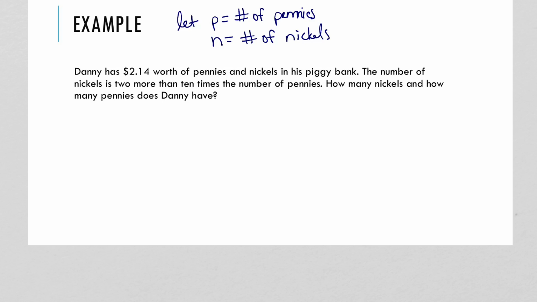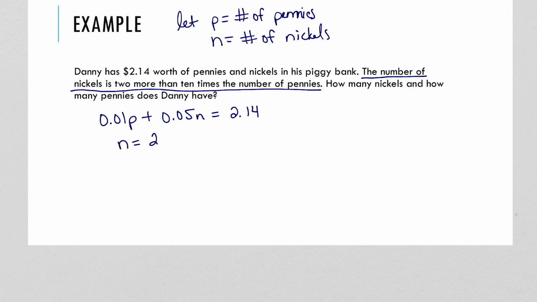And so my first equation has to do with the value of this. So pennies are worth 0.01, so 0.01 times P, plus nickels are worth 0.05 times N is equal to 2.14. Now that's my first equation. So now the next equation has to do with this sentence right here. So the number of nickels is 2 more than 10 times the number of pennies.